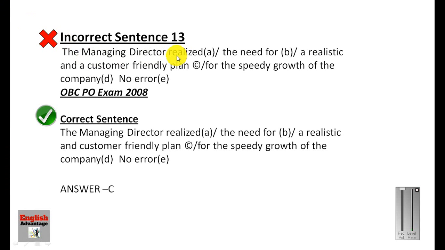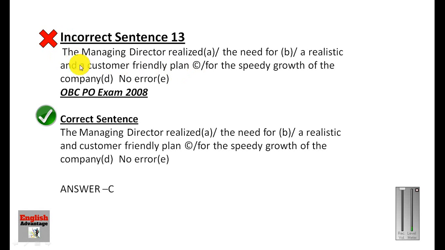The managing director realized the need for a realistic and a customer friendly plan for the speedy growth of the company. The managing director realized, till here this is correct, the need for, this is also correct, a realistic and a customer friendly plan. He is talking about the plan which is both realistic and customer friendly. So the plan is the same, and the plan has two qualities, it's realistic and customer friendly. We are talking about one and the same plan. So we have to use this A not twice but only once, because the plan is the same and the plan is both realistic and customer friendly.